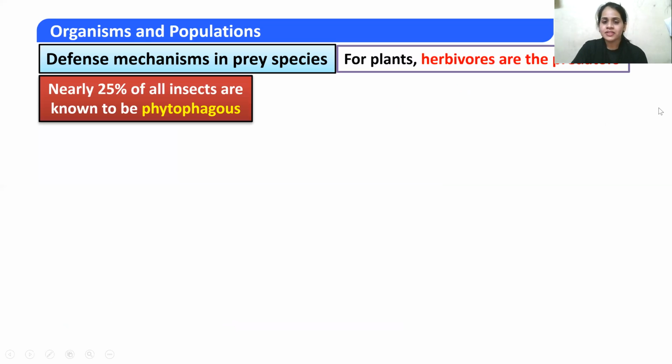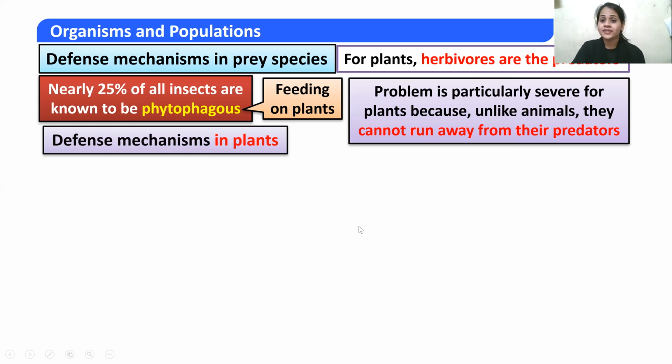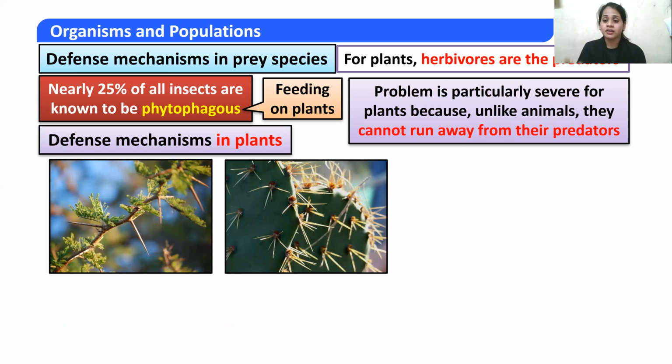Another example is herbivores, which are the predators for plants, right? Nearly 25% of all insects are known to be phytophagous, that is, feeding on plants. The problem is particularly severe for plants because, unlike animals, they cannot run away from the predator. There are many herbivores that depend on plants for food. Animals, when they see that there is danger coming around, will run away, but the plants cannot run away. So plants have their own defense mechanisms.